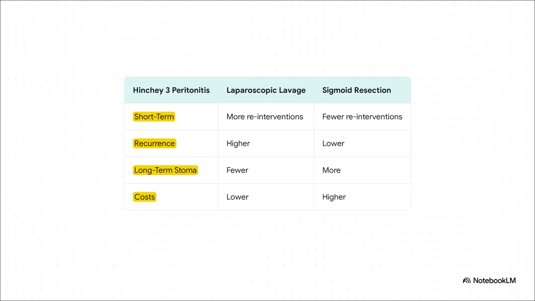For purulent peritonitis, or Hinchey 3, we face a major fork in the road. Data from the big trials, DIABOLO, LADIES, and SCANDIV, show this really complex trade-off. On one hand, laparoscopic lavage, or just washing things out, leads to more short-term reinterventions and a higher chance of recurrence later. But, on the other hand, it results in way fewer patients ending up with a long-term stoma, and it's cheaper. It's a classic pay now or pay later scenario that really needs a careful, patient-centered conversation.